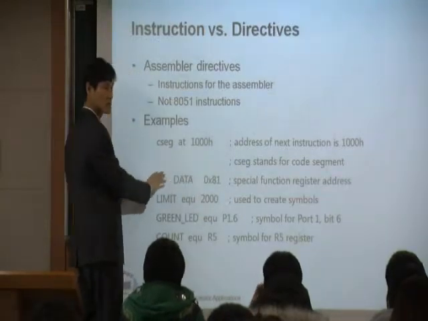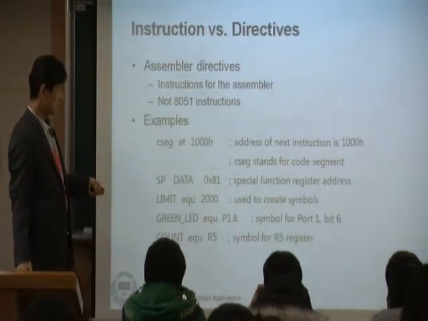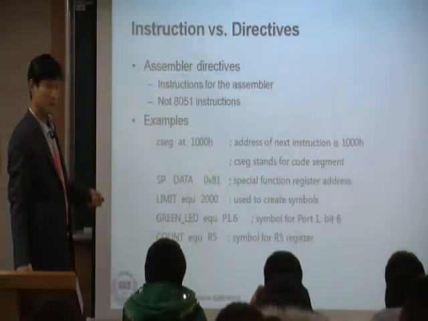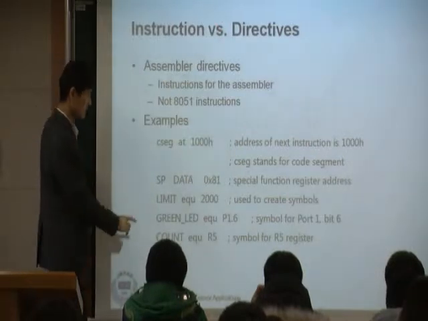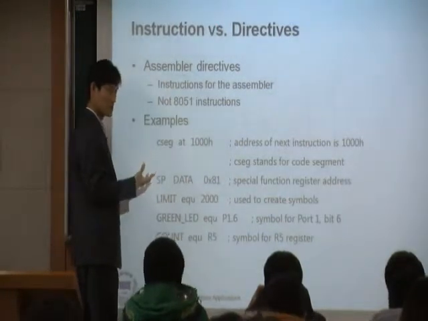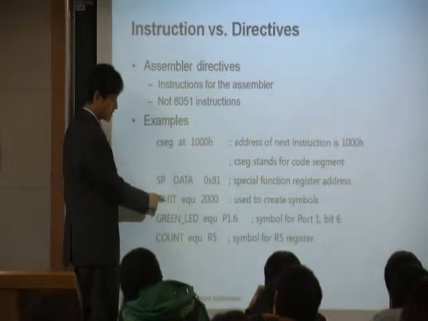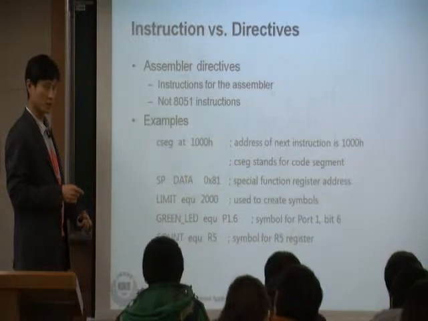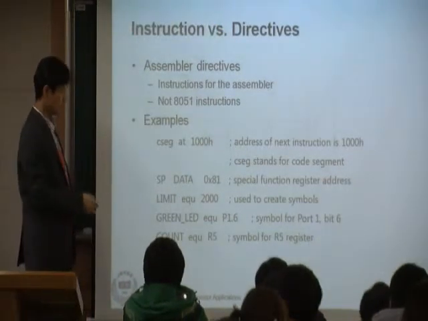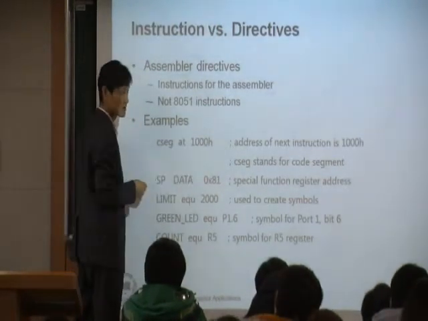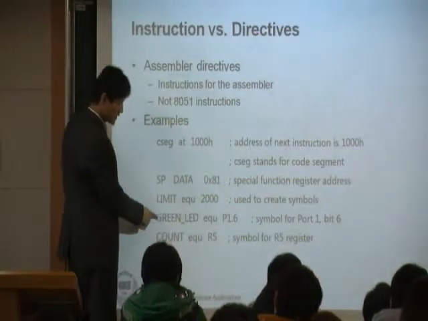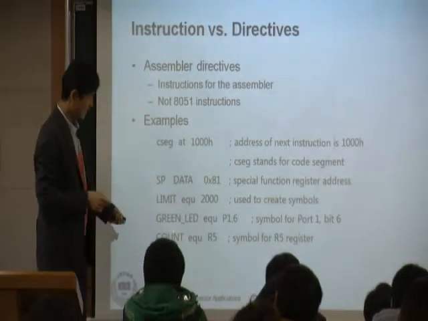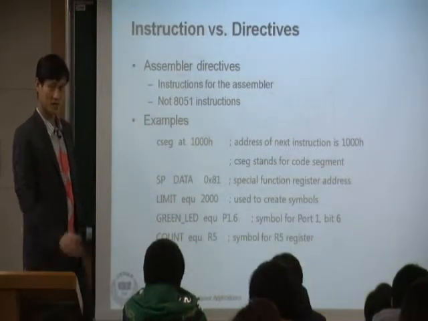That's not the case, right? This is not an instruction. Look at the third line. The third, fourth, the last line, these three lines are basically the same. Again, this is just the same as define. I define the limit 2000. EQU, equals, right? Limit equals 2000. Green LED equals P 1.6. Count equals R5. Just equals.